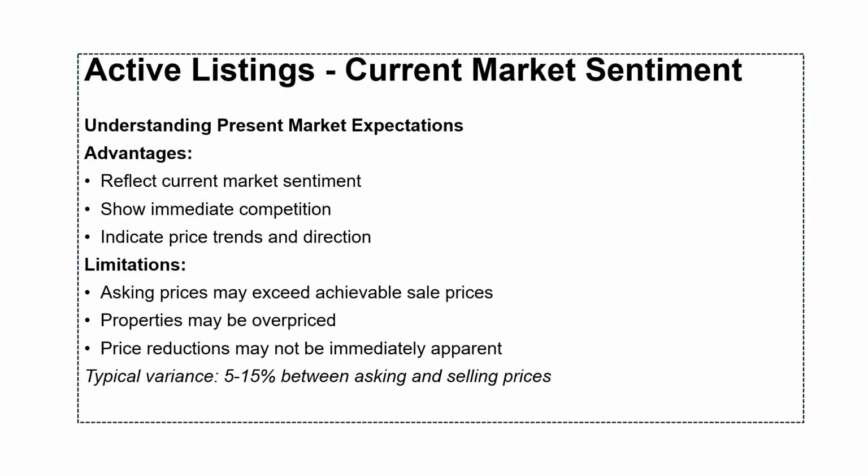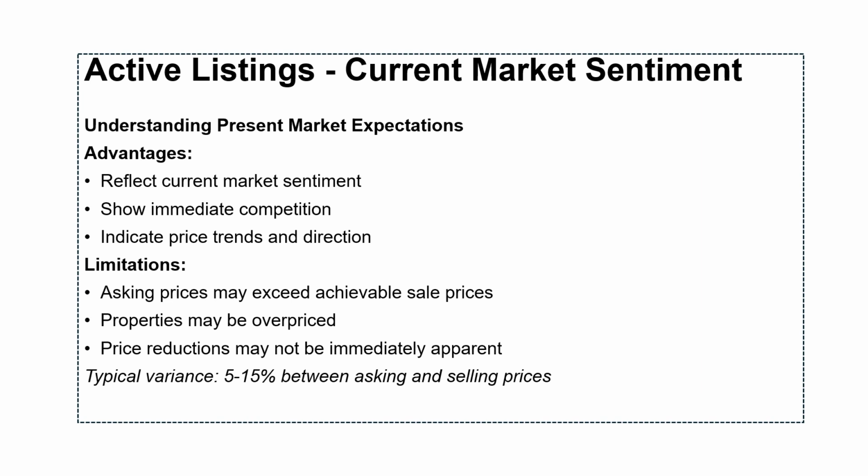So then we have active listings after the sold ones. Active listings are good. They provide us with current market sentiment. They show us the immediate competition: what are the other properties which are available in the market? Then they indicate price trends and direction. So price trends and direction we can get through these active listings.